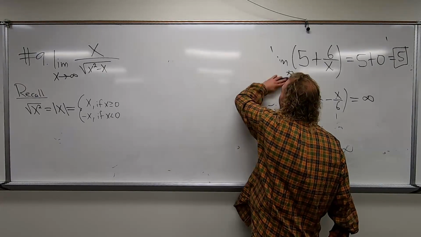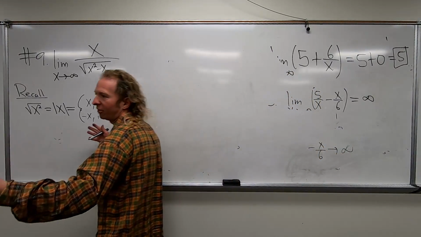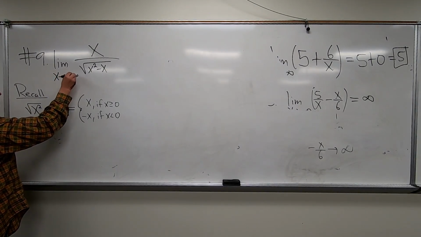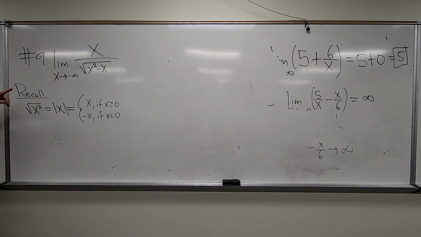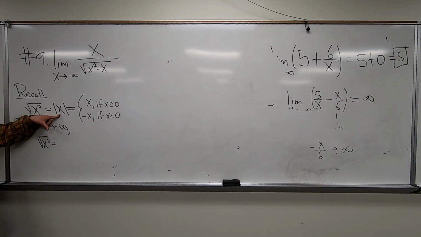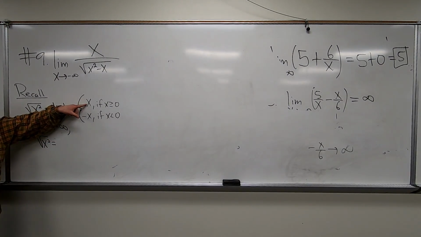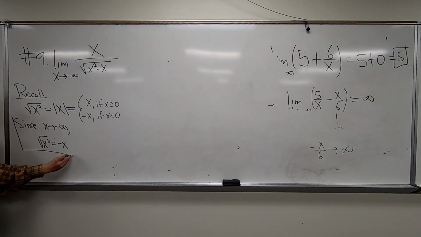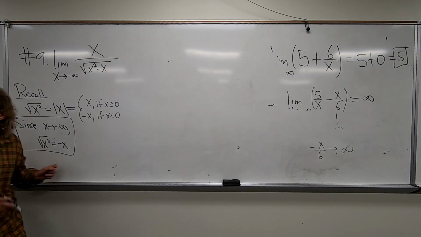So the idea is when you see a problem like this on your test, if you're taking the test, you see something like this, you want to divide everything by this. So let's think about which piece we're using here. Since x is approaching negative infinity, the square root of x squared is equal to the absolute value of x, but x is less than 0, so we're going to use this piece. I'm going to put this in a box. That's the key step.